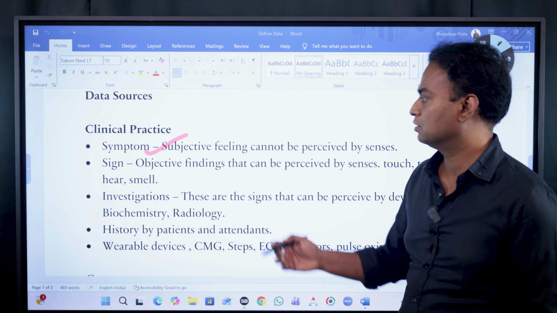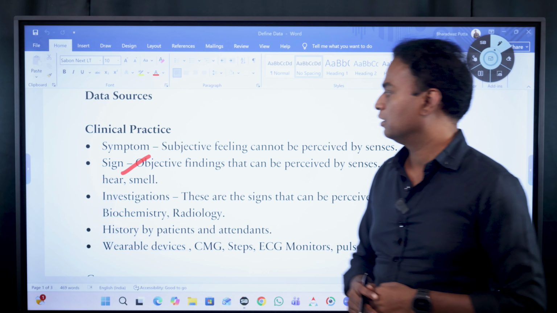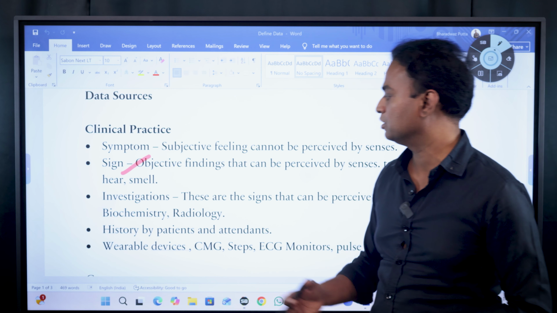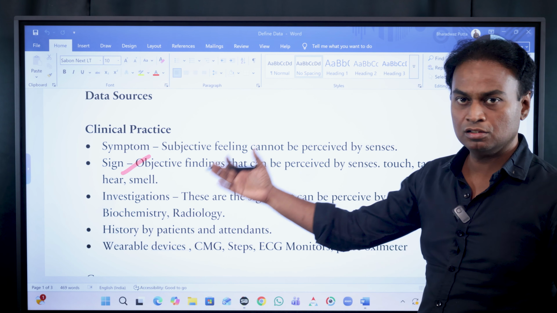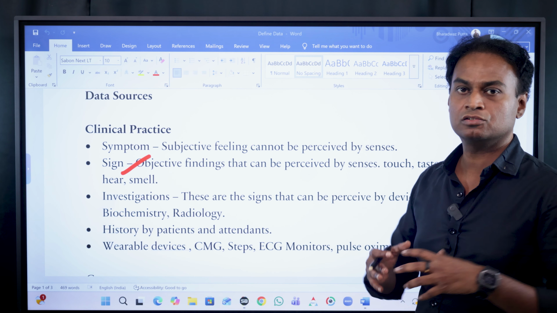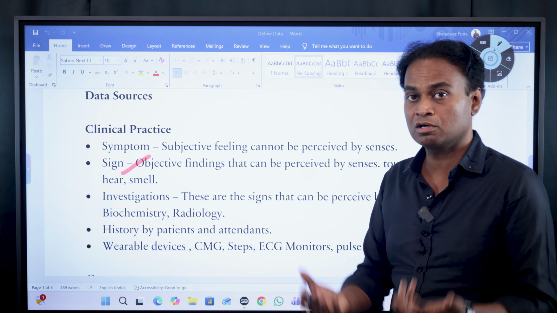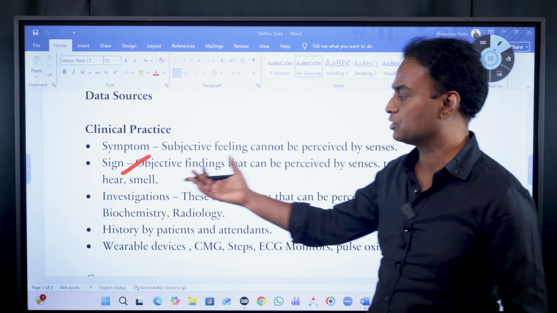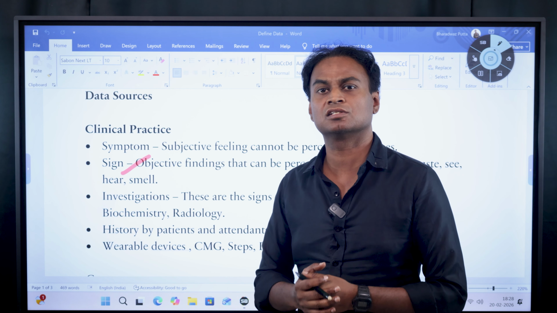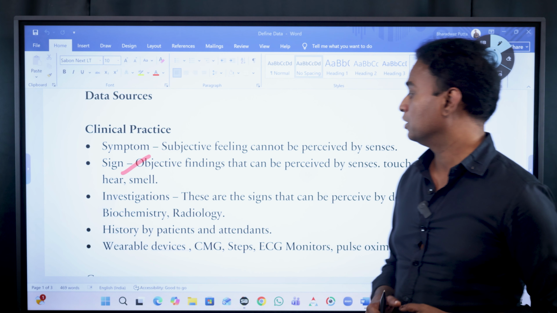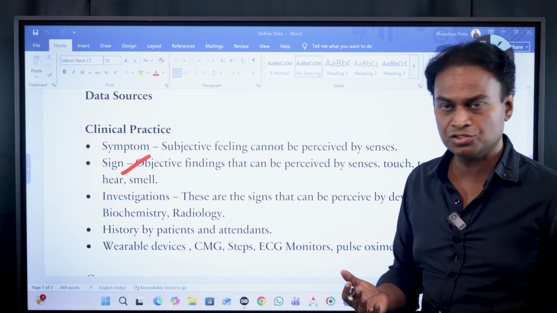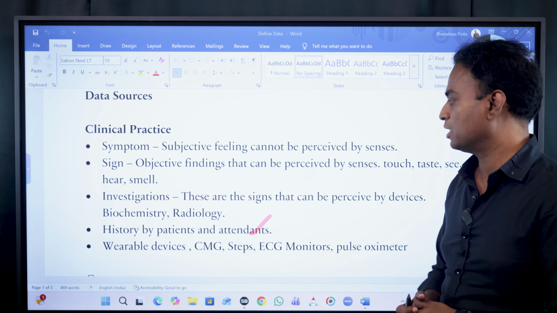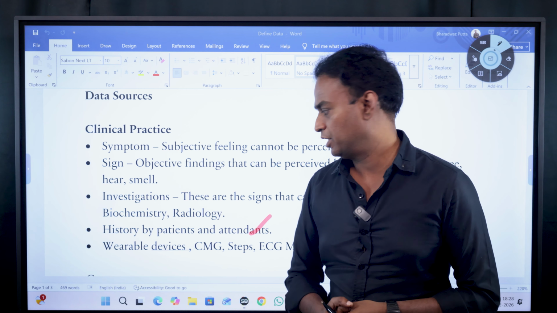This data is recorded, that is by sign. Next one is investigations. Any investigations, it can be biochemistry investigation, it can be radiology investigation. These are also signs that are perceived not by humans, but by devices or machines. These all come under investigation. All investigations are considered as data. Next one is history of the patient. Who tells the history of the patient? Either the patient will tell or his attendants will tell. Both are considered as history of the patient.